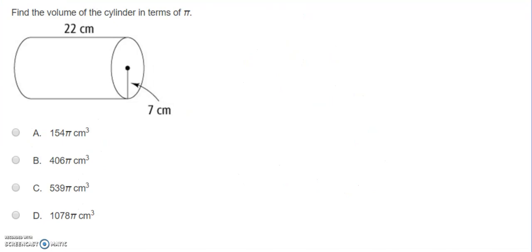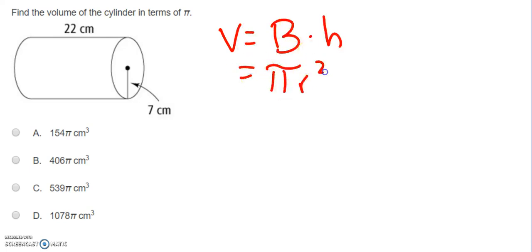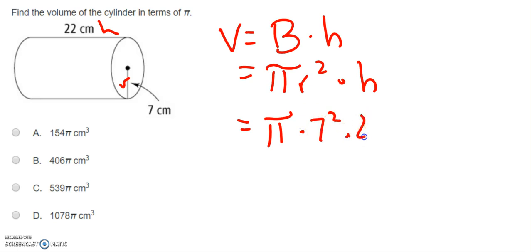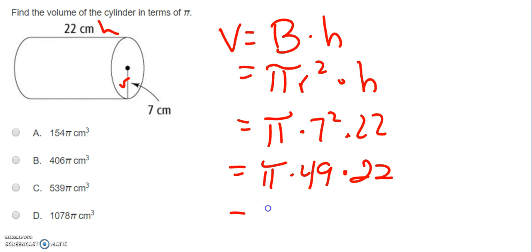Okay, find the volume of the cylinder in terms of pi. This is easy because they've already given us the radius. So big B is pi radius squared times h, where we have r and h. Leave it in terms of pi. So we have 7 squared times 22. So we have pi times 49 times 22. So all we have to do is 49 times 22, and we get 1078 pi centimeters cubed.